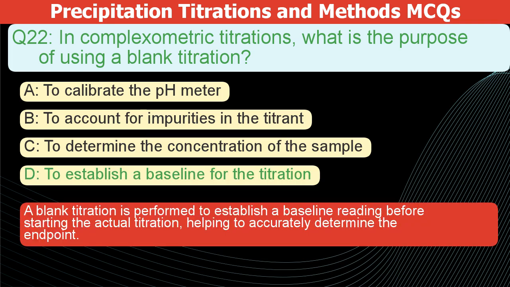The correct answer is D. A blank titration is performed to establish a baseline reading before starting the actual titration, helping to accurately determine the endpoint.